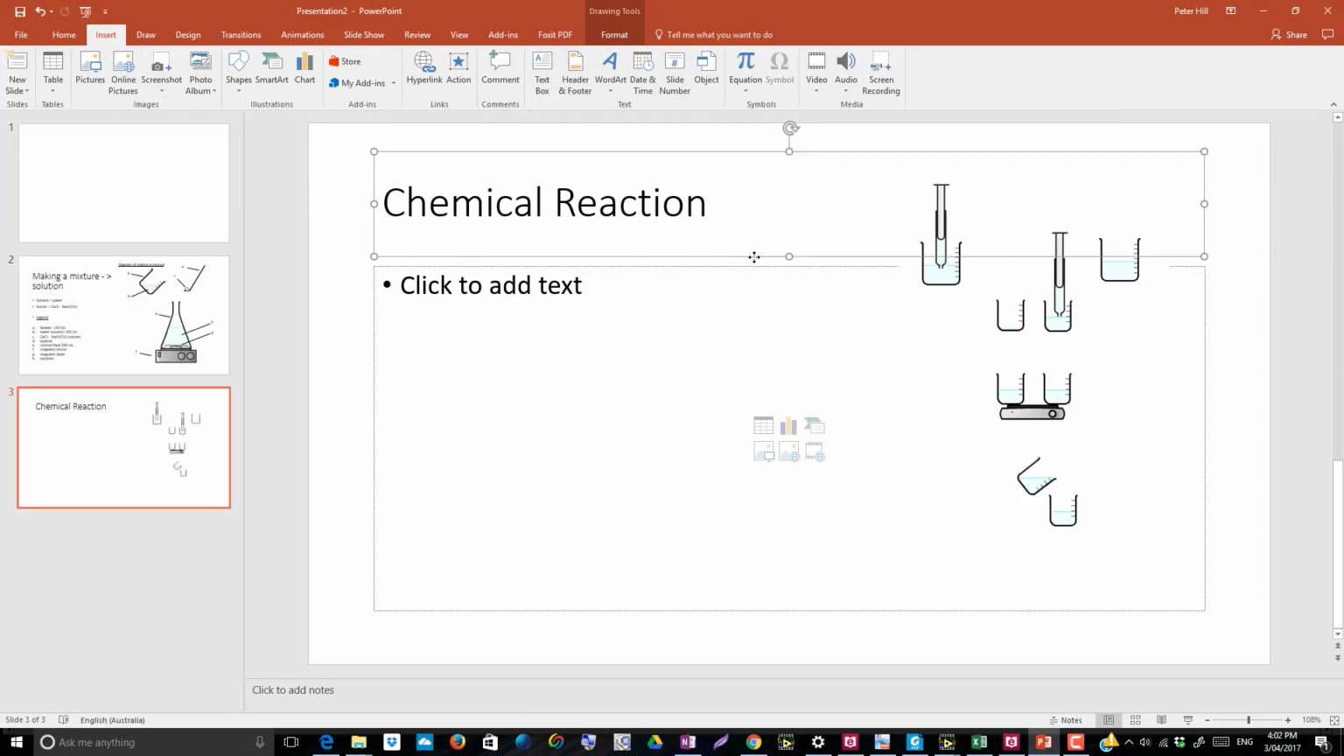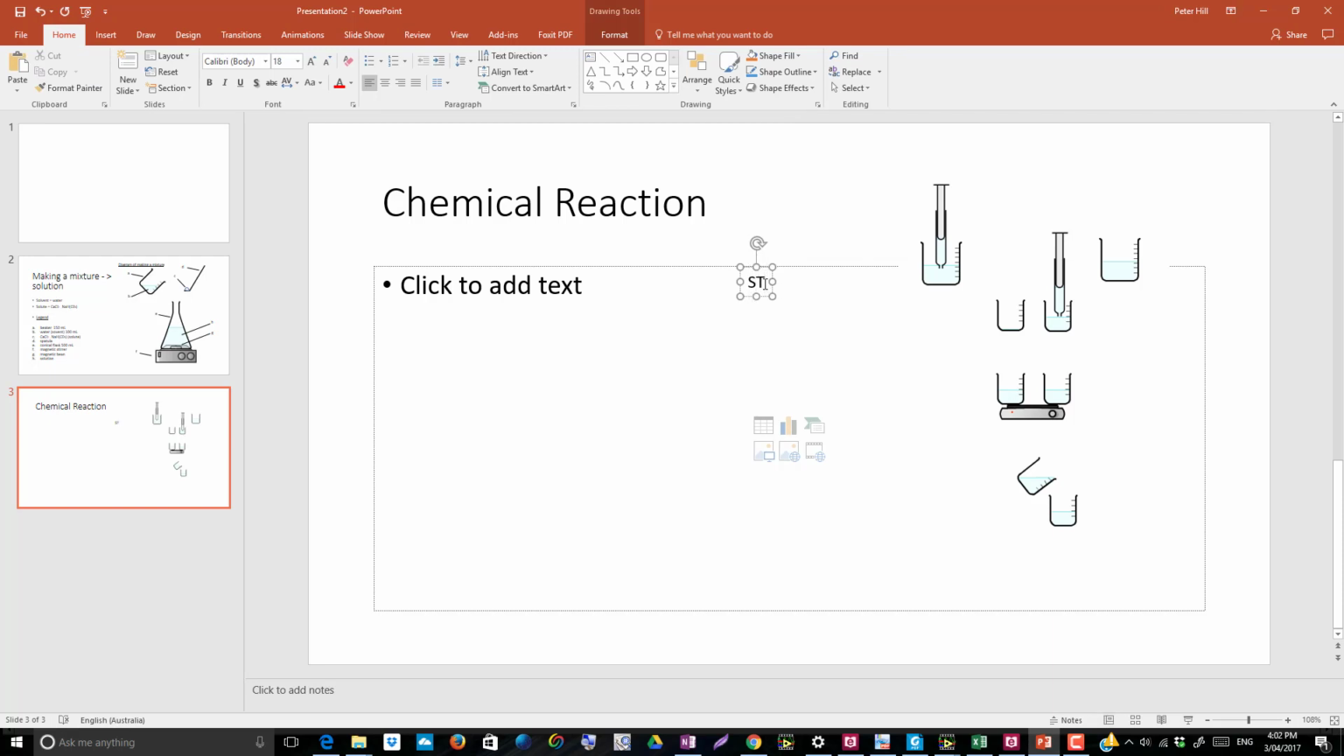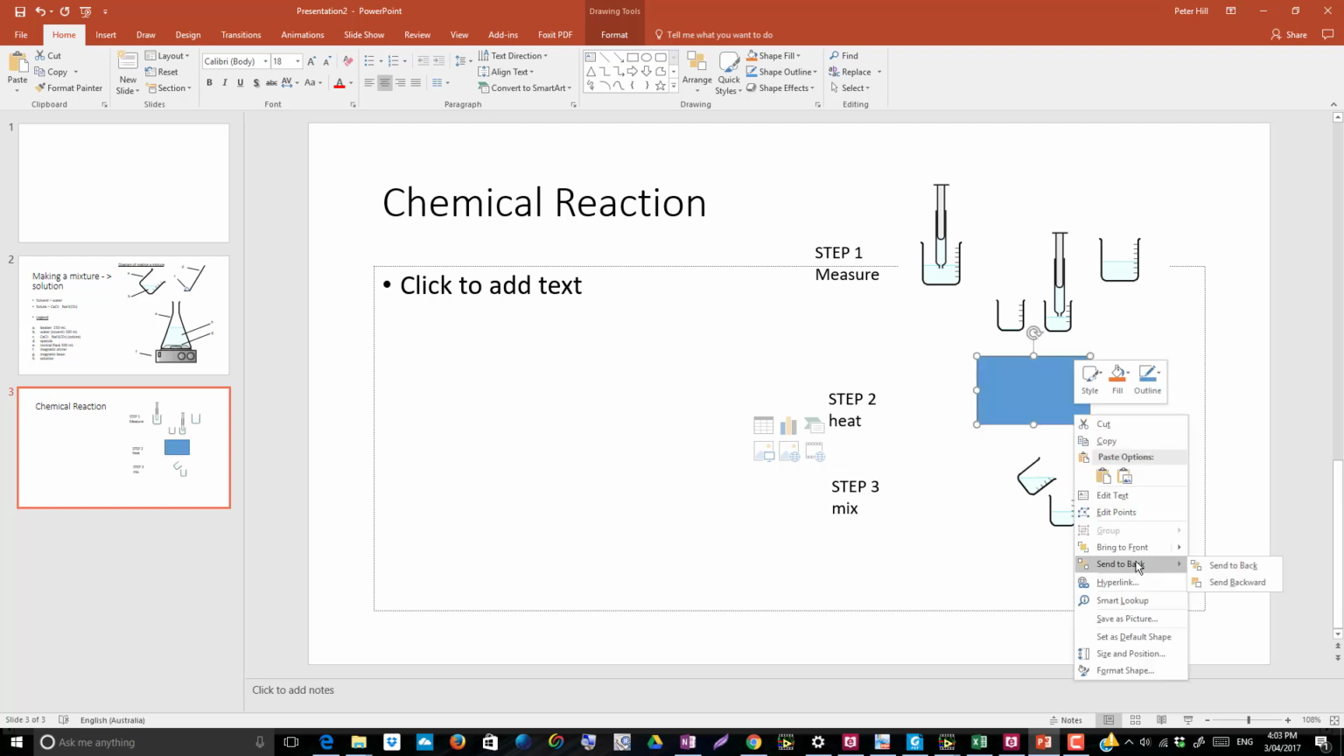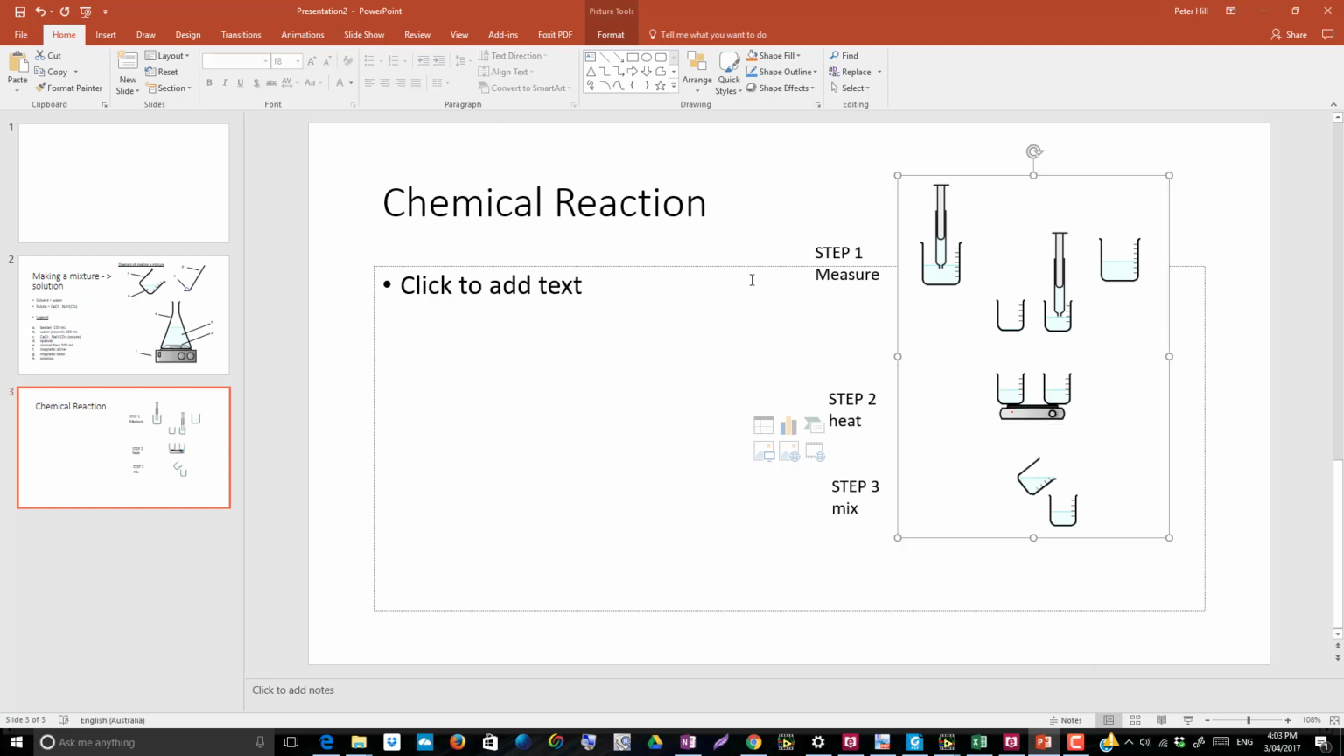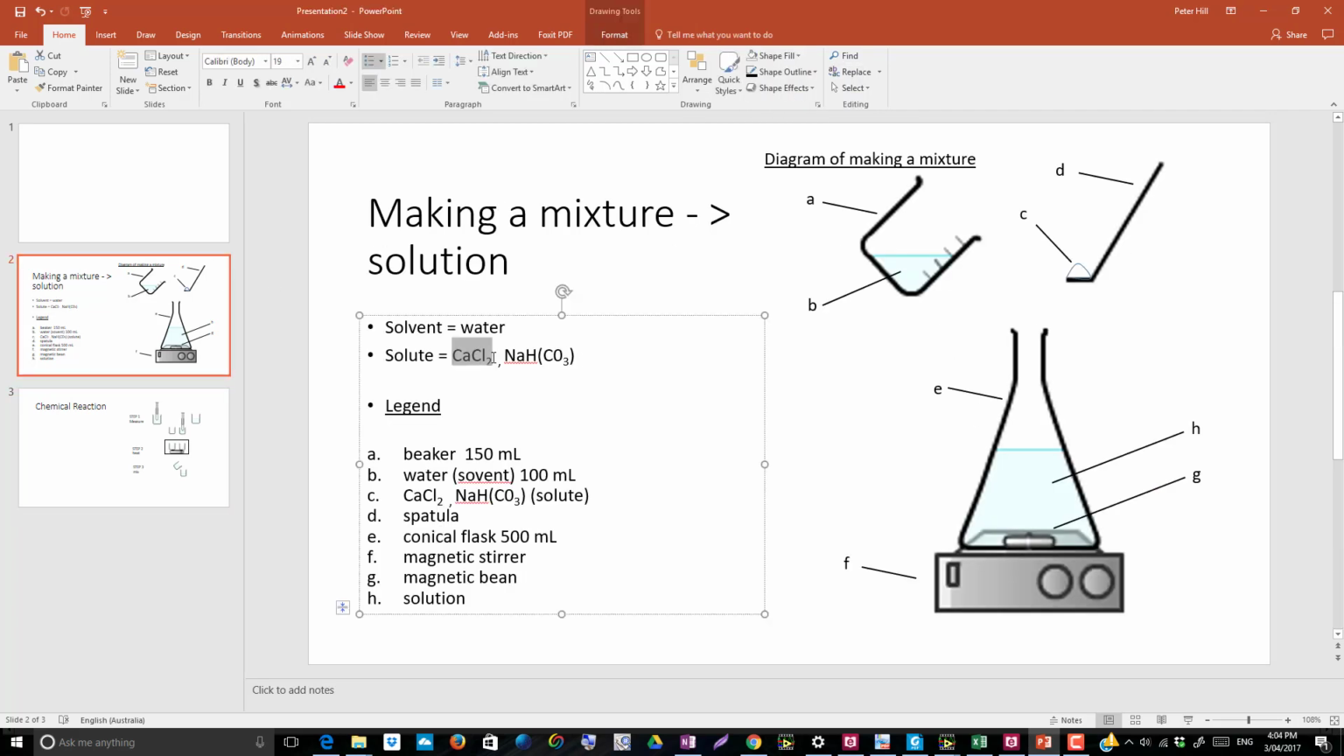So we've got a chemical reaction here, and we're going to start labeling the different steps. This is a combination diagram and a process, showing you the process. Previously it was easy to see that you just add solvent and solute together, but this one is showing several steps where you measure things out. We're going to attempt to put this in a microwave.